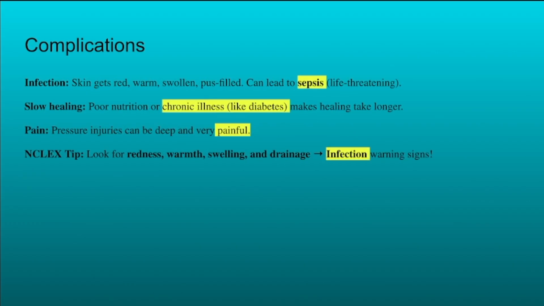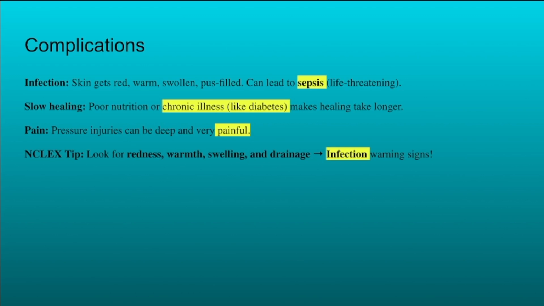Keep it simple. Some of the complications can be infection, slow healing, and pain. So infection is very important because this can turn into a life-threatening situation known as sepsis. So we really want to stay on top of pressure injuries with preventions. Slow healing. So you guys want to be mindful of your patients with chronic illnesses like diabetes, because these patients are more prone to slow wound healing or altered wound healing.